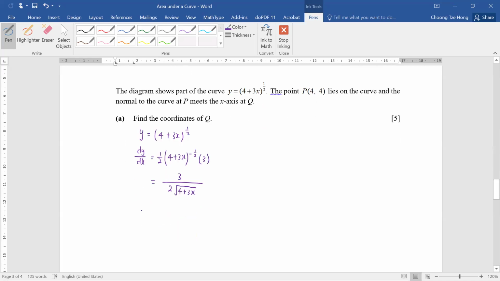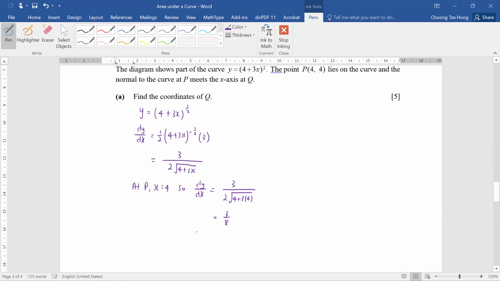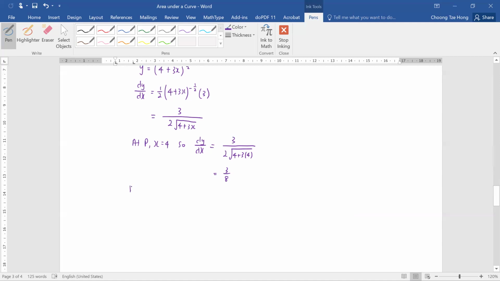Now we're going to sub x = 4 inside, and that will allow us to find the gradient of the tangent at P. So at P, x = 4, and dy/dx is going to be 3 over 2 square root of (4 + 3 times 4). So it's going to give us 3 over 8. This is the gradient of the tangent at P.